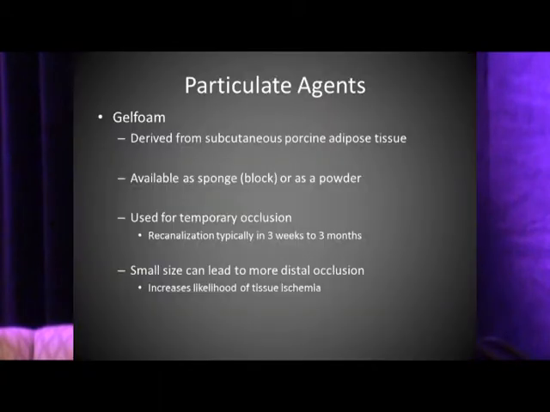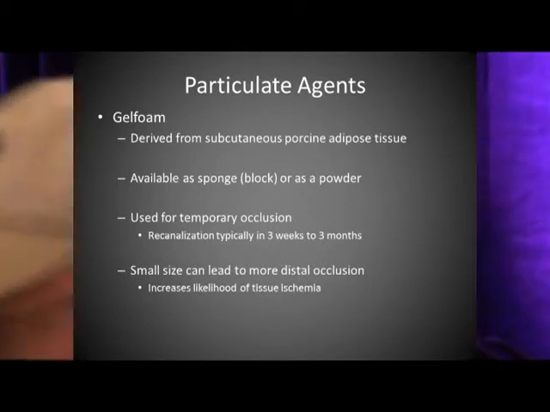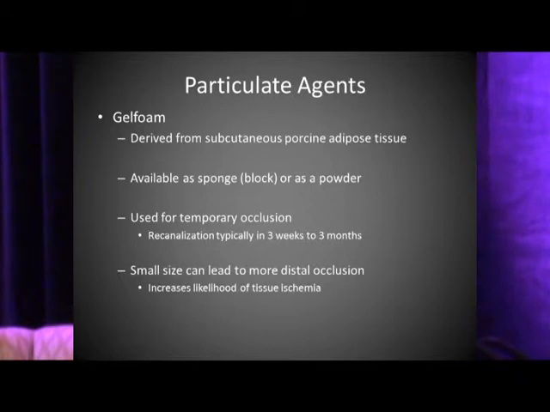Gel foam, second agent, as a particulate agent, originated from subcutaneous porcine adipose tissue. It's available as a powder, although we don't use it much as a powder. Most commonly it is used as the sponge or the block that we get. It is a temporary occlusive agent. It's not for permanent occlusion. It's notoriously known to recanalize usually in a couple of weeks to a couple of months. And because of its small size, it can go on and have more distal occlusion, which increases the risk of having tissue ischemia.